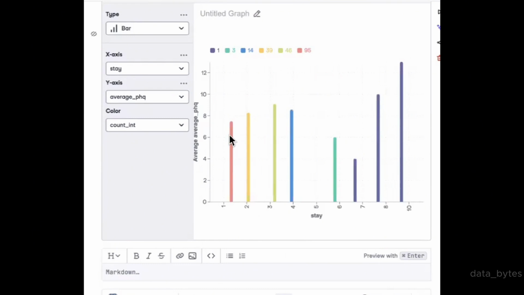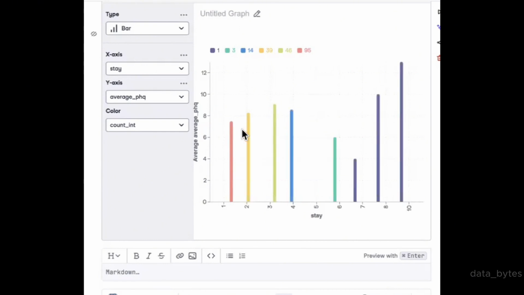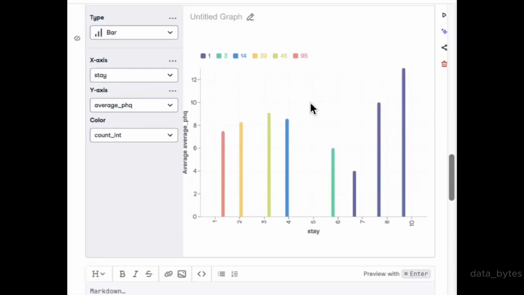So, if you see for the lower stay durations, such as for 1 and 2 years of stay, it basically corresponds to lower average PHQ scores. So, with this, we can say that longer durations, such as 8 and 10 years, are associated with higher PHQ scores compared to the lesser number of years of stay. Seeing the comparison of stay and average PHQ scores, we can conclude that longer stays might experience higher PHQ scores, possibly indicating increased mental health challenges or distress over time.